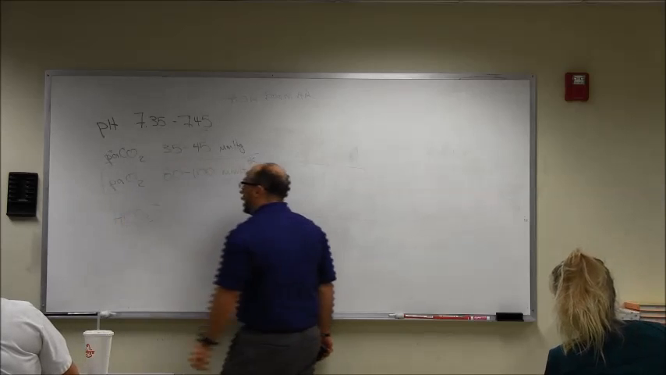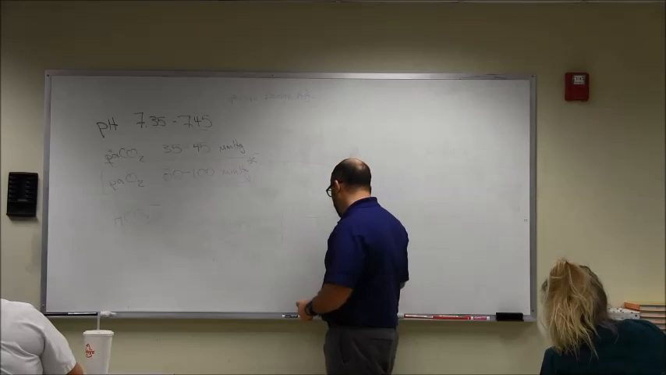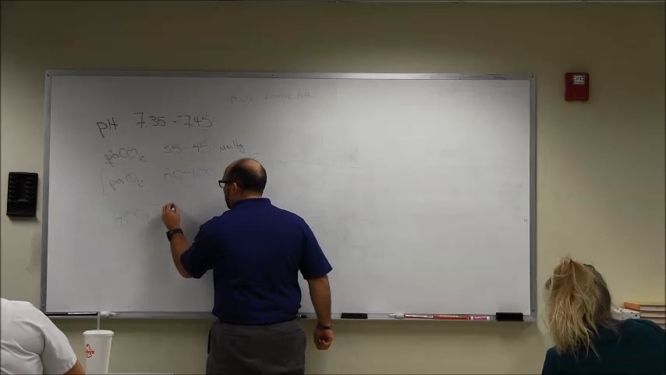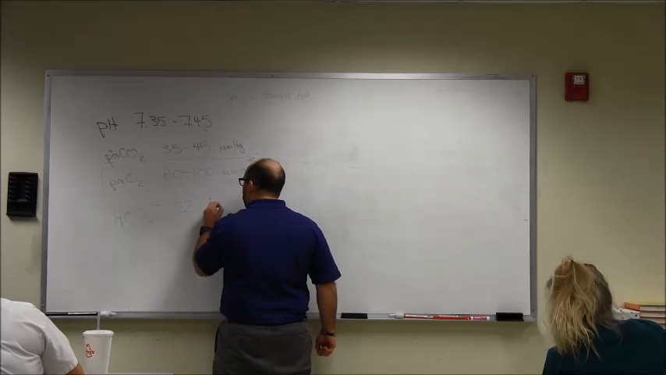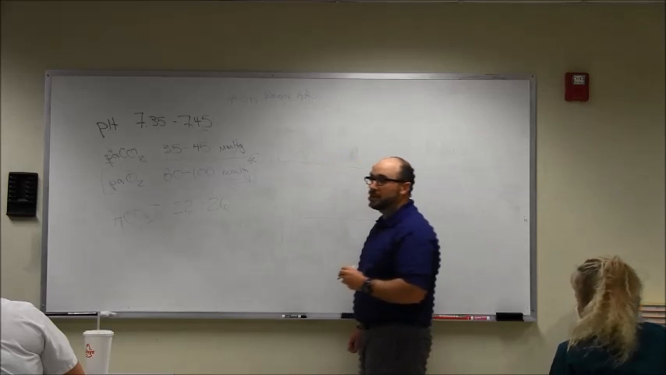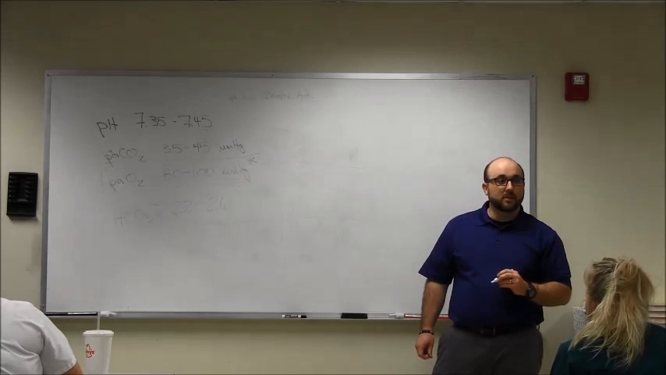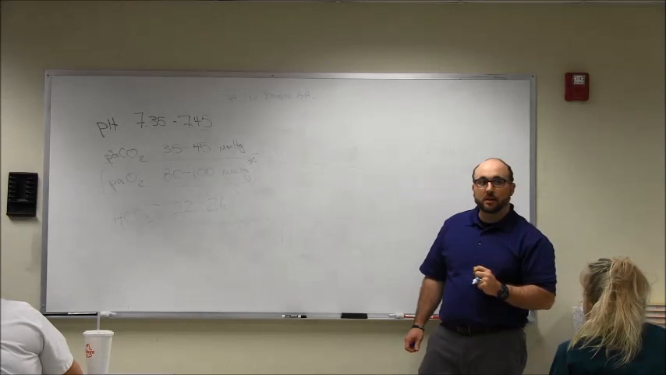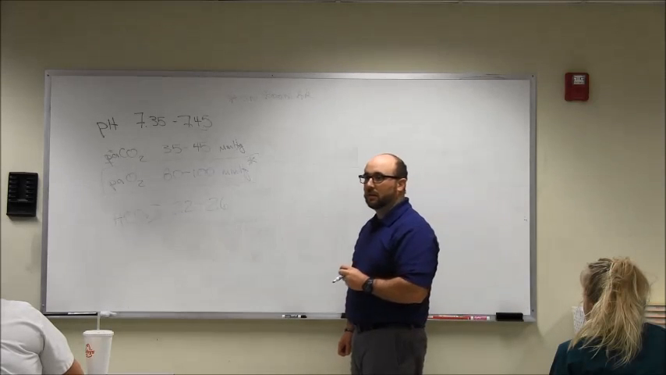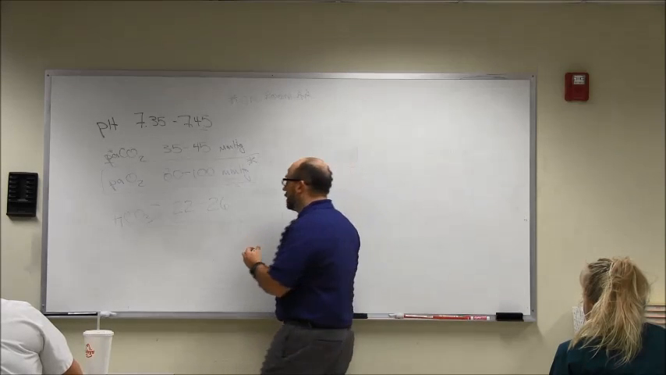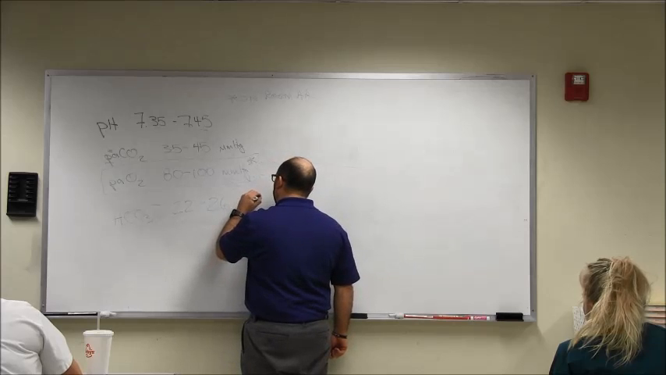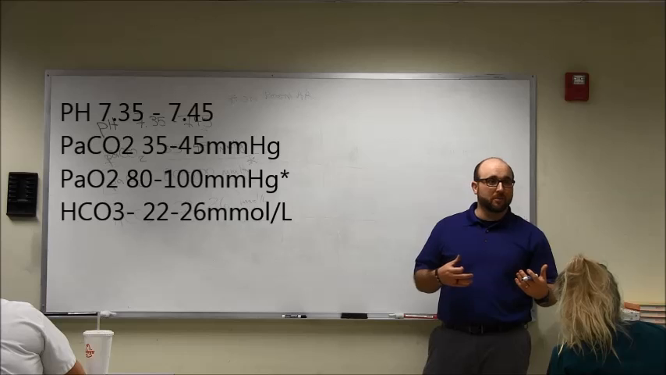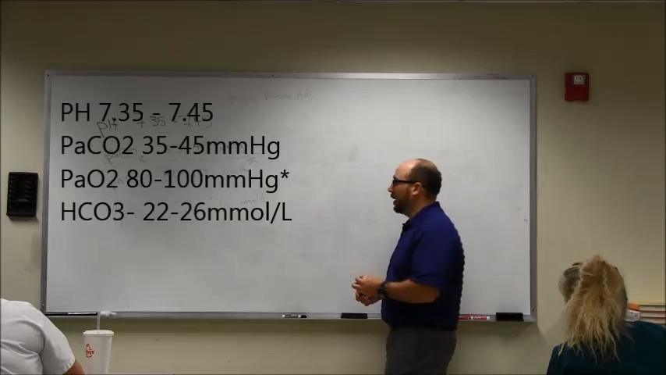HCO3. Bicarb. What is our normal value for bicarb? 22, 26. Awesome. 22 to 26. What are the units for these? Millimoles per liter. All right. Not a big deal. It's not a pressure though, it's a volume that we're looking at. You're probably familiar with bicarb.